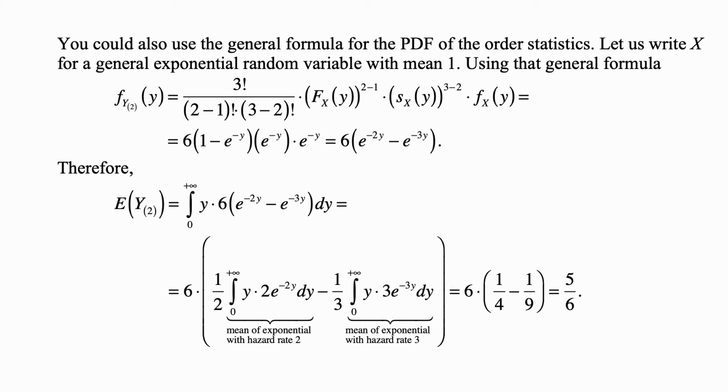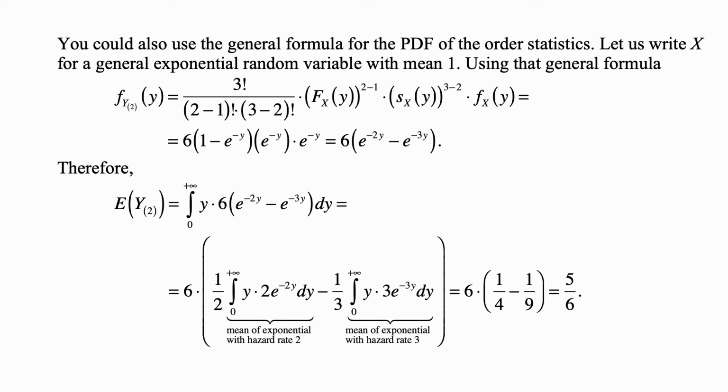And therefore, E of Y2 is the integral from 0 to plus infinity of y times the density we just calculated either way. Well, we put the common factor of 6 in front, and what we have here is 1/2 of the integral from 0 to plus infinity of y times 2e to the minus 2y dy, which is the mean of an exponential random variable with hazard rate of 2, and that mean, of course, is equal to 1/2.